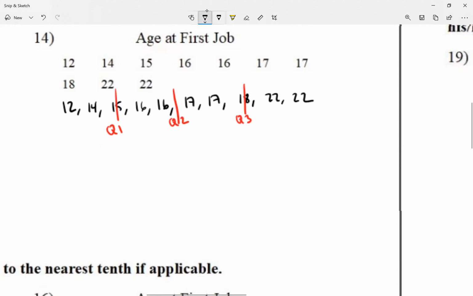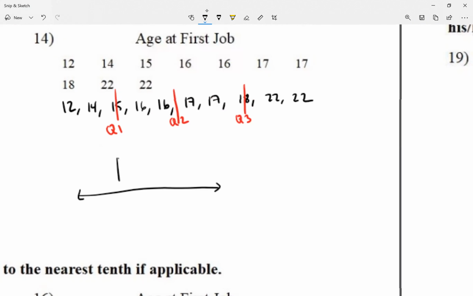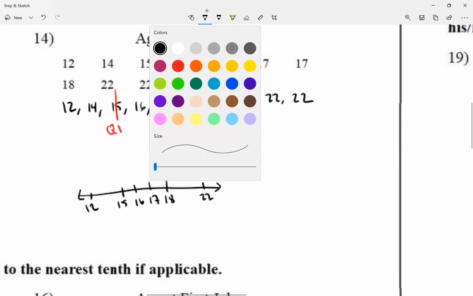But another way I could have given you this information, let me write this in black. Let me do a number line here instead. Let me start with my number line. I could have just said, okay, we're going to see there's a 12, there's a 15, there's also a 16. Let me say this is 17. Let me identify 18. And let me identify 22, right? There might be some other numbers, but I want us to identify those numbers.